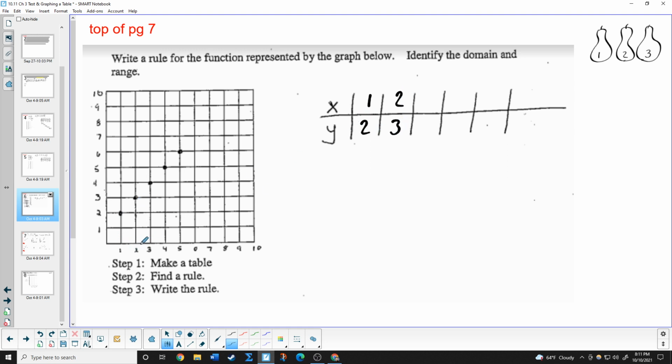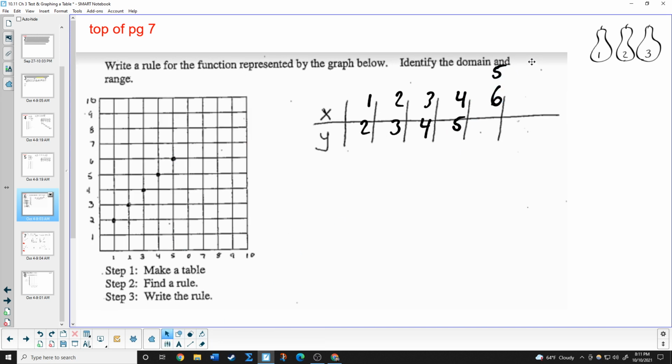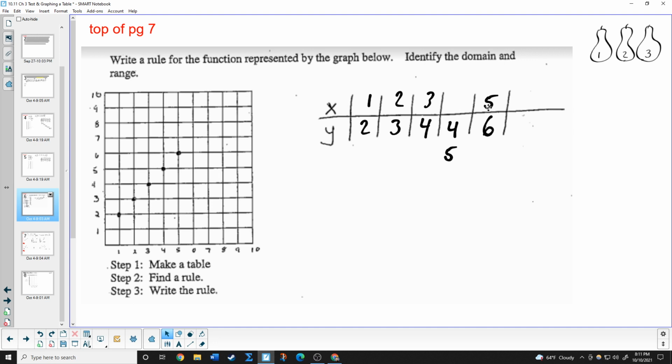So 2, 3, and we have 3, 4, 5, 6. Is that all of them? Did I miss one? 1, 2, 3, 4, 5. I must have missed one. Yeah, I did. So we have 4, 5, and 5, 6. All right, 4, 5, there you go.